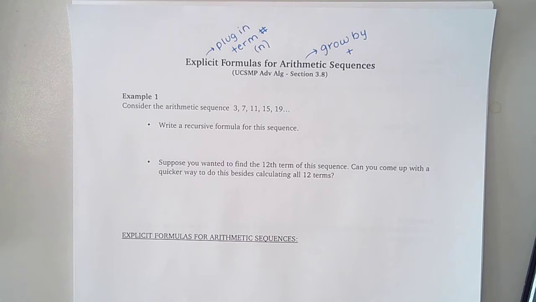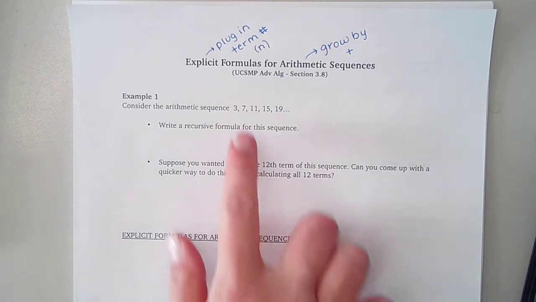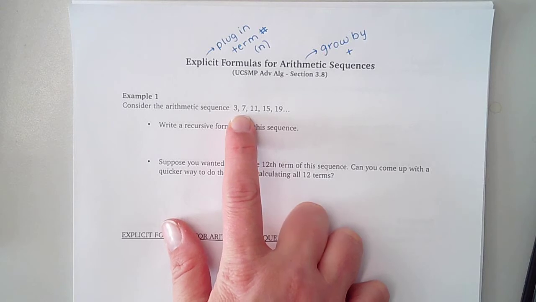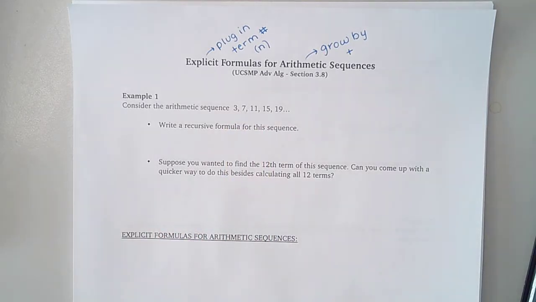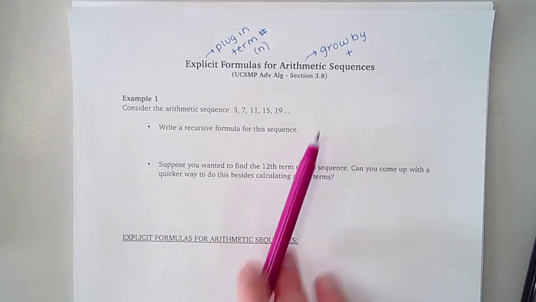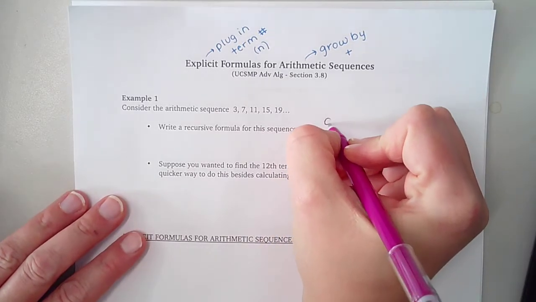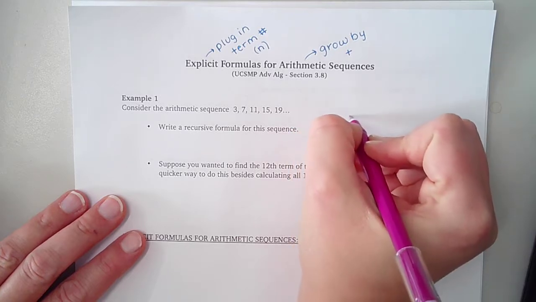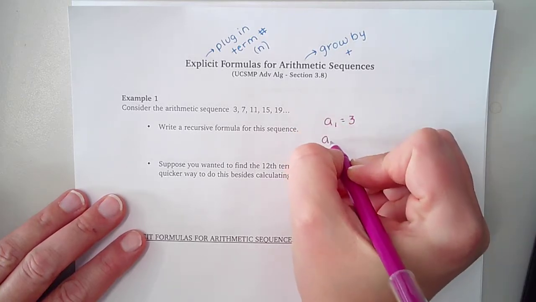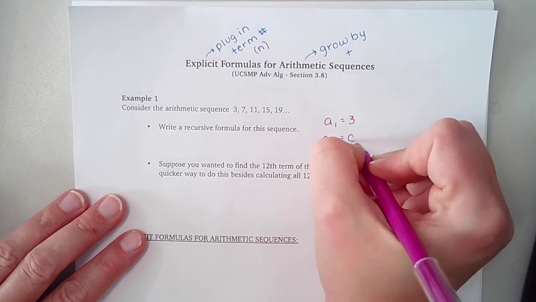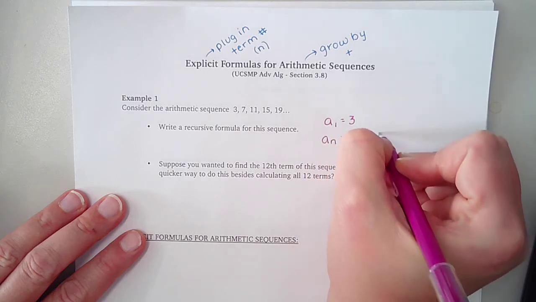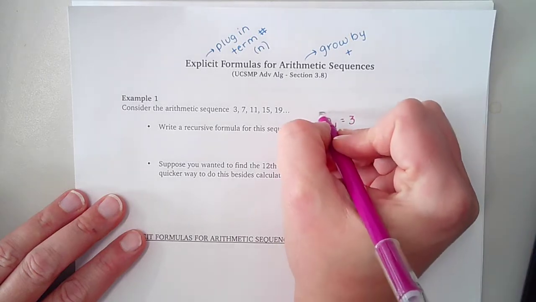But we're gonna start by reviewing what we did yesterday. So I've got an arithmetic sequence here, and it's growing by addition, right? We're adding 4 over and over again. So the very first thing is to write a recursive formula for the sequence. So why don't you pause the video here, take a second and write that recursive formula. It should look something like this. Term 1 is 3. And then to get to the next term, we take the previous term and add 4.